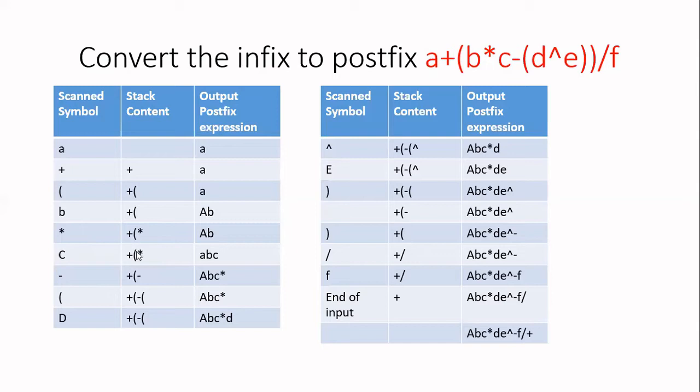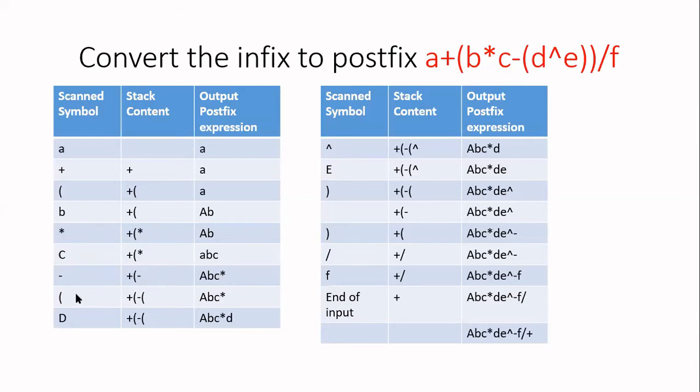It has higher priority than minus, so I have to pop this multiply. I am popping multiply and writing it at the output. Next, after popping multiply, you will have only an open parenthesis on the top of the stack. So in that case, you push this minus on the stack. I now have plus, open parenthesis, and then minus on the stack.